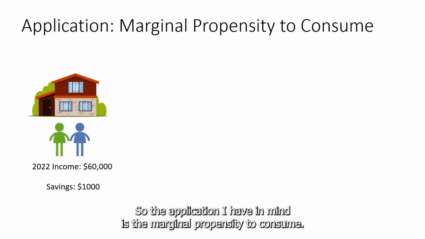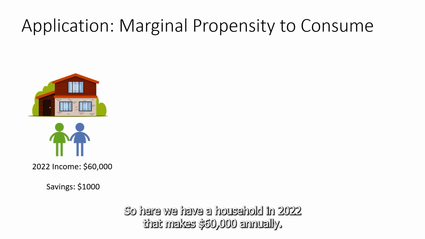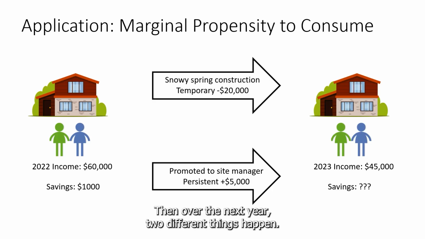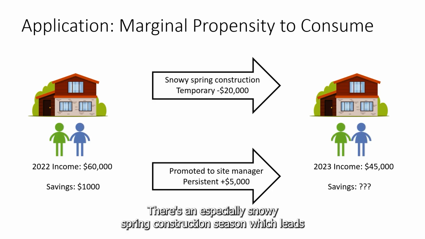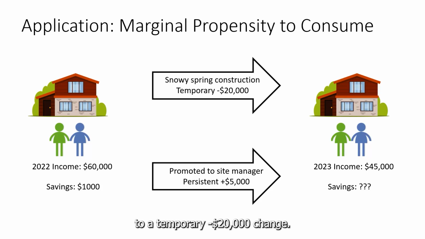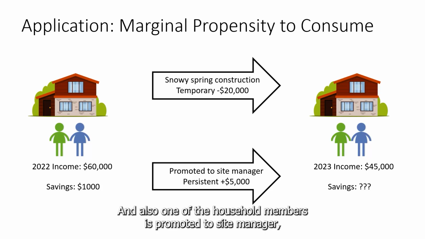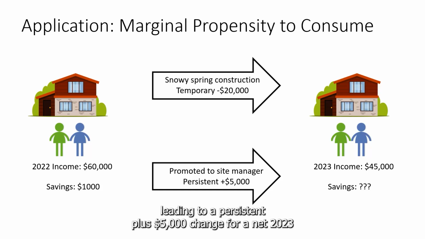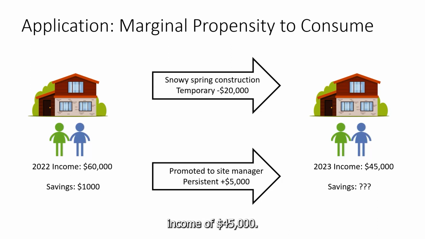The application I have in mind is the marginal propensity to consume. So here we have a household in 2022 that makes $60,000 annually. Then over the next year, two different things happen. There's an especially snowy spring construction season, which leads to a temporary negative $20,000 change. And also one of the household members is promoted to site manager, leading to a persistent plus $5,000 change for a net 2023 income of $45,000.